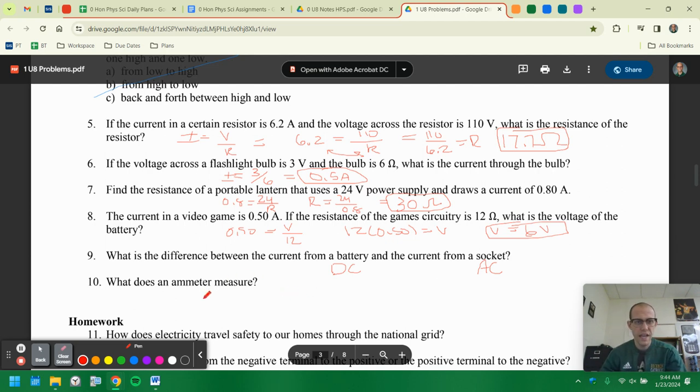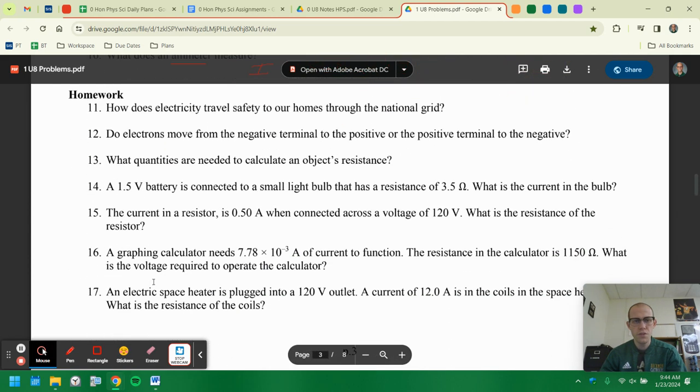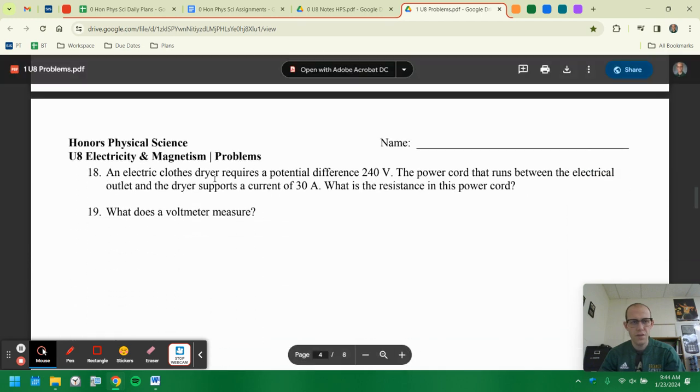And what does an ammeter measure? Ammeters measure amps, which is current. So your homework would be working on these problems right here and down here.